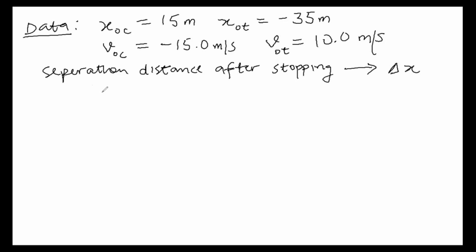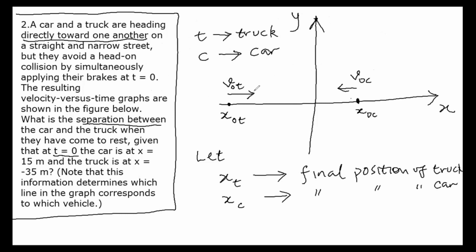Basically, in the form of an equation, this separation distance will just be the final position of the car minus the final position of the truck. So basically what we are saying is this truck is moving in this direction, this car is moving in this direction, and both of them are braking. So it means that the separation distance after they have stopped will just be the final position for the car minus the final position for the truck. If you do that difference, then you find it.